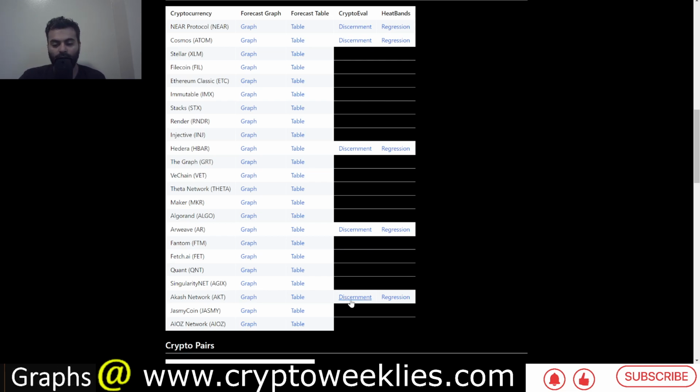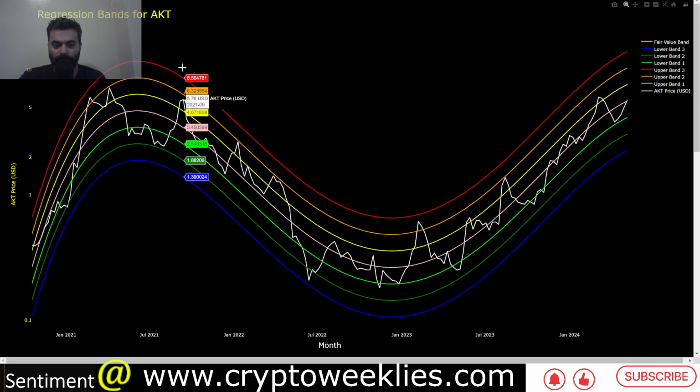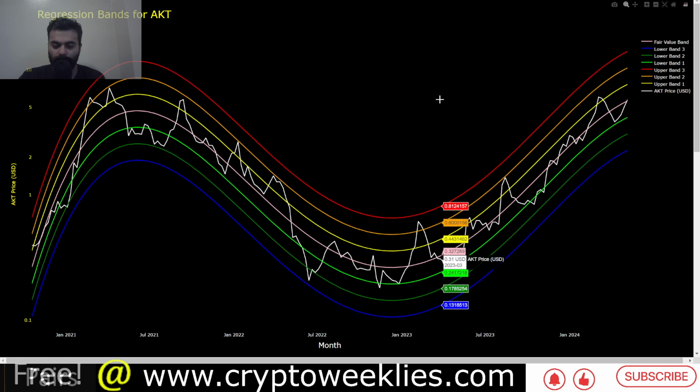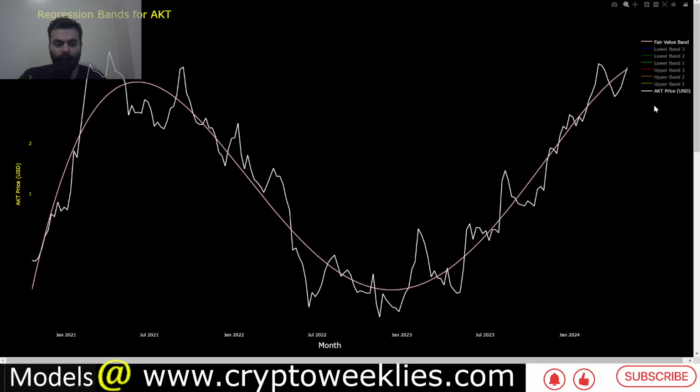In terms of whether Akash is overvalued or undervalued, we'll first look at the regression bands, or the heat band for Akash. This is our polynomial regression function wrapped around Akash's price action at a weekly level. In this case, the base function is the fair value band in pink. I'll get rid of the other bands so that you can clearly see. This is the base function. You can see the price of Akash has moved so far in a sine wave kind of fashion, where there is a peak and then a trough and then back to the peak.